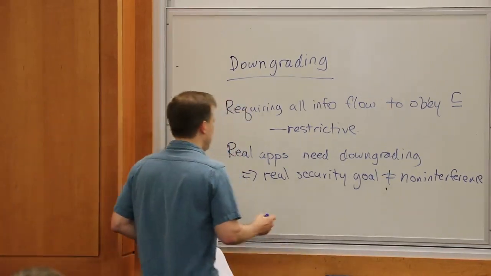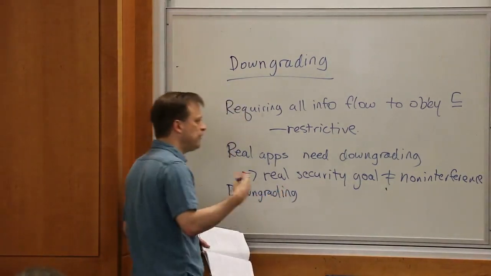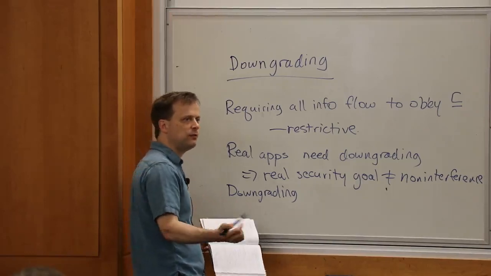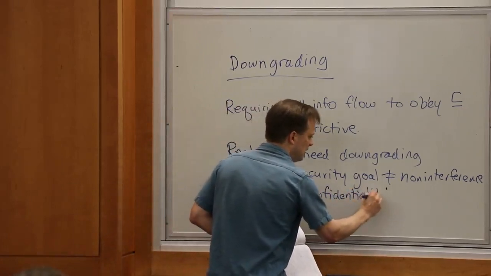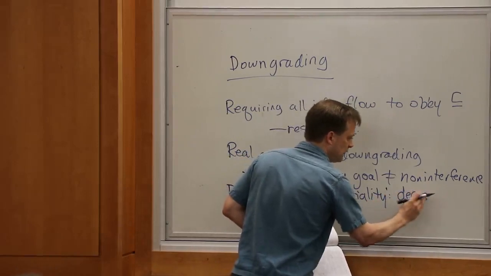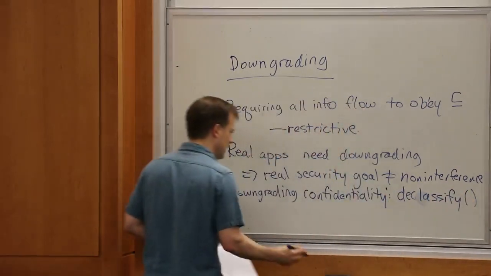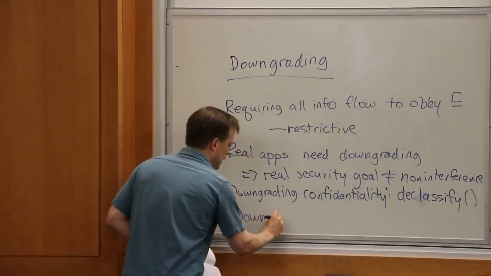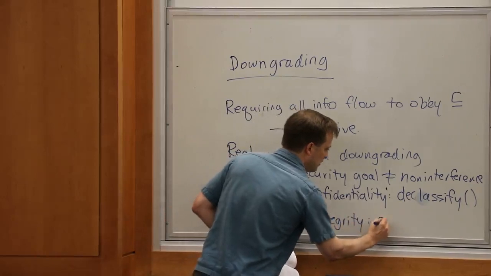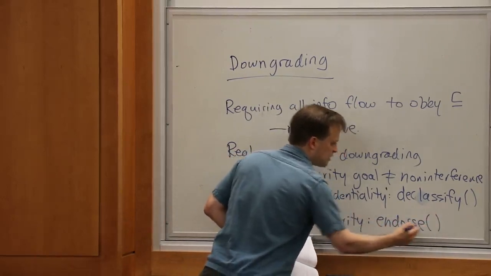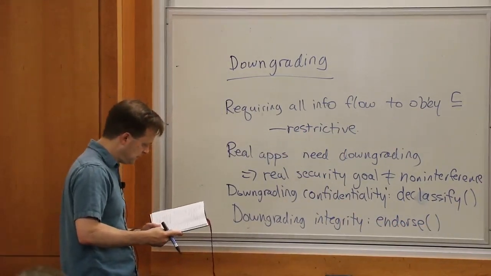So there are two kinds of downgrading that we're interested in here. Downgrading is when we're moving things against the direction of secure information flow. When we downgrade confidentiality or secrecy, that's called declassification. So we'll have a declassify operator that does that. And downgrading integrity is called endorsement. So we'll have an endorse operator for that. That's actually a term that Steve Zdancewic and I came up with, because there was no term.